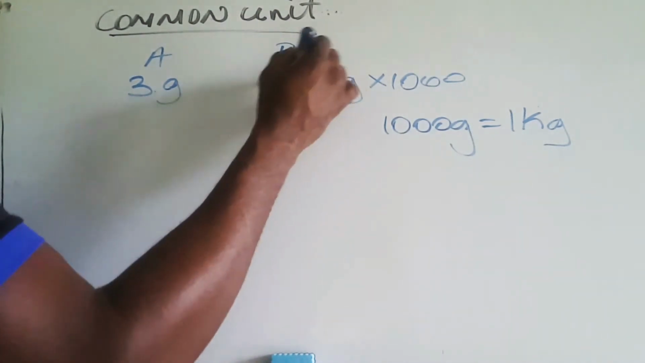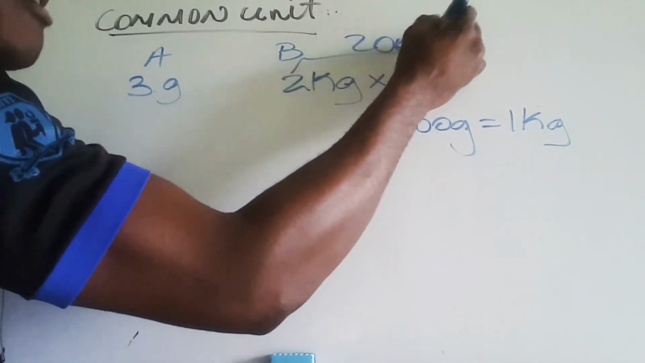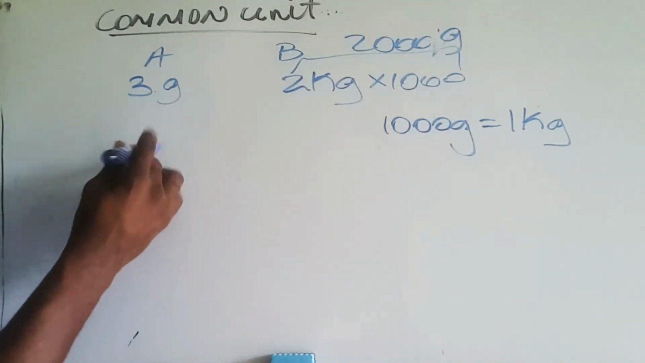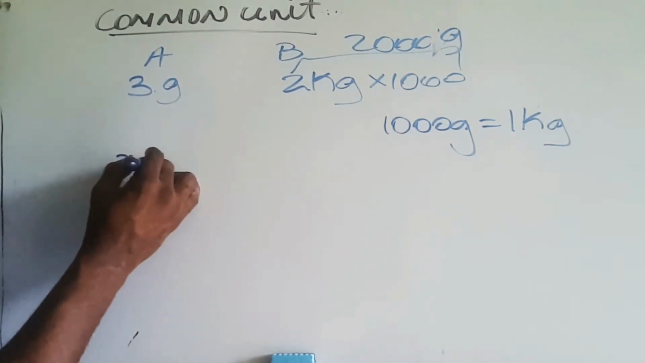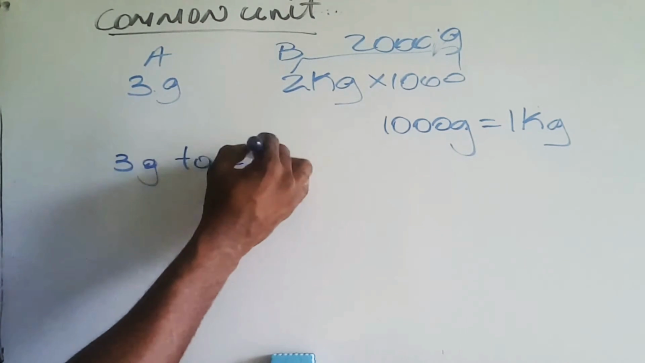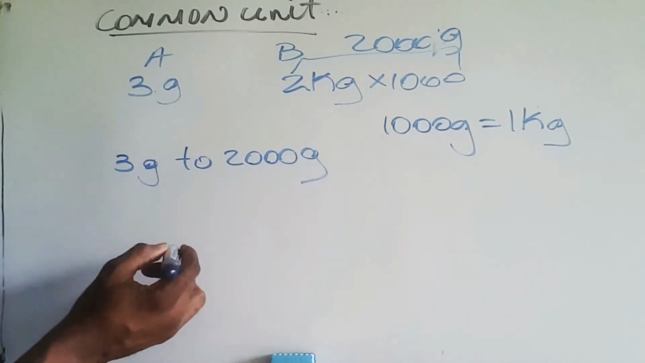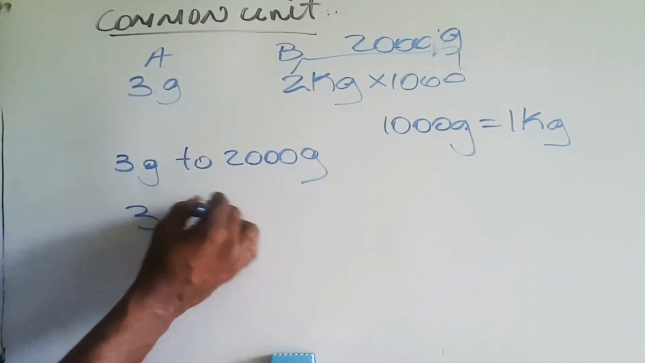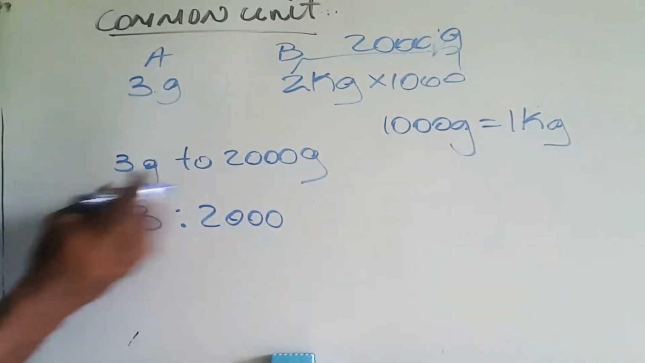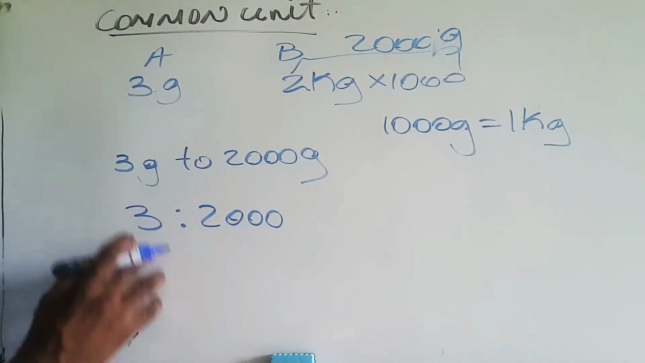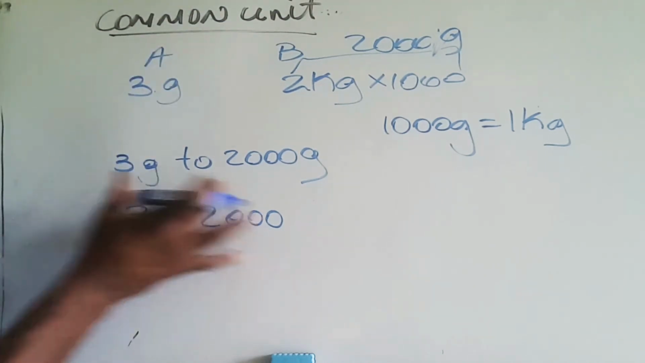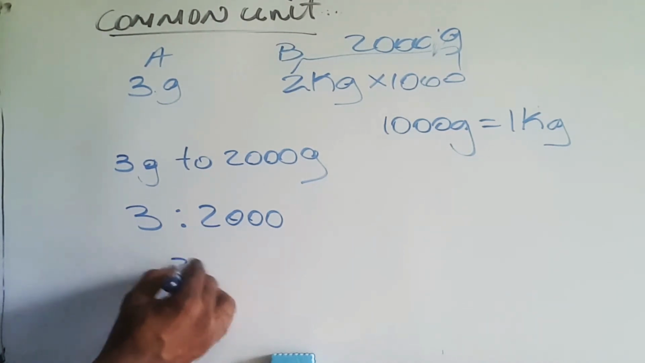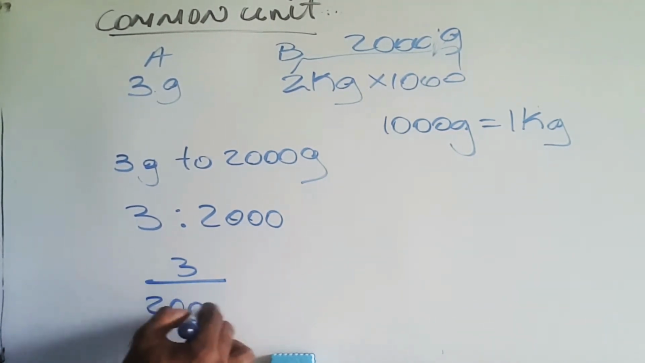All right, so we'll end up having 2,000 grams. So now we're looking at 2,000 grams. This can now be written as 3 grams to 2,000 grams. That's in a worded form, but what if we want to write this using a colon? It would have been 3 to 2,000. Then we could drop the units because we are now relating things with a common unit, so we don't have to even write the units. And if we wanted to write this in a fraction form, it would have been 3 over 2,000.